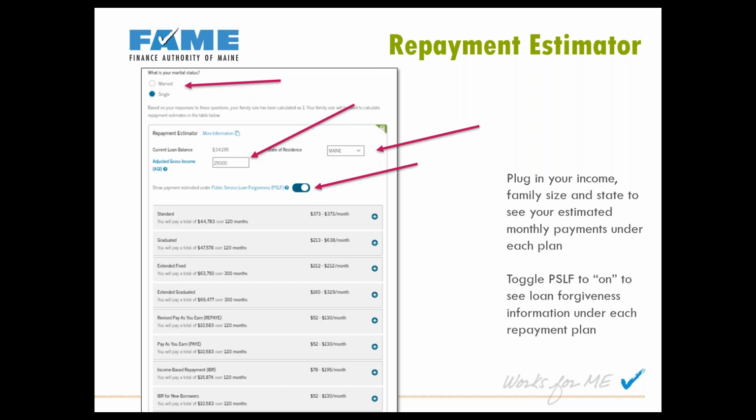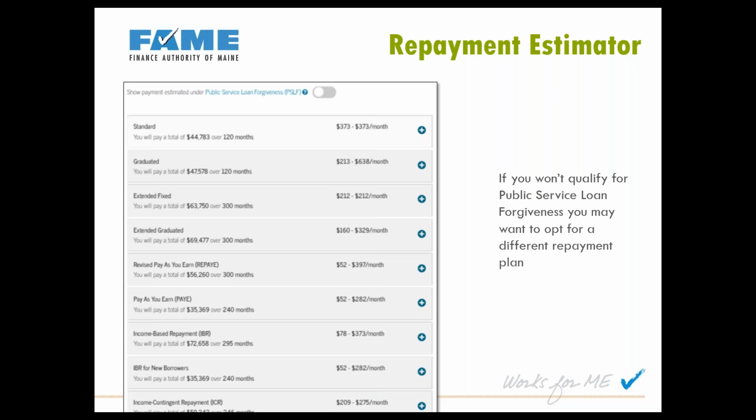Now, what if you don't work in a job that is going to qualify for public service, or this is something that is not going to be for you? You can toggle that button to off, and it's now going to recalculate what your estimated payments are going to be. You can play with this website. You can't break it. You can change your income, and it's going to estimate what payments would be. I love using this because it's so individualized.